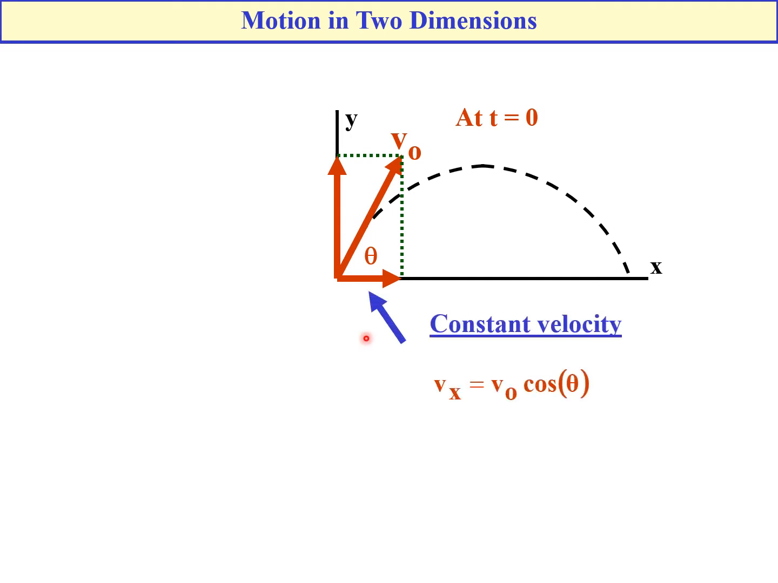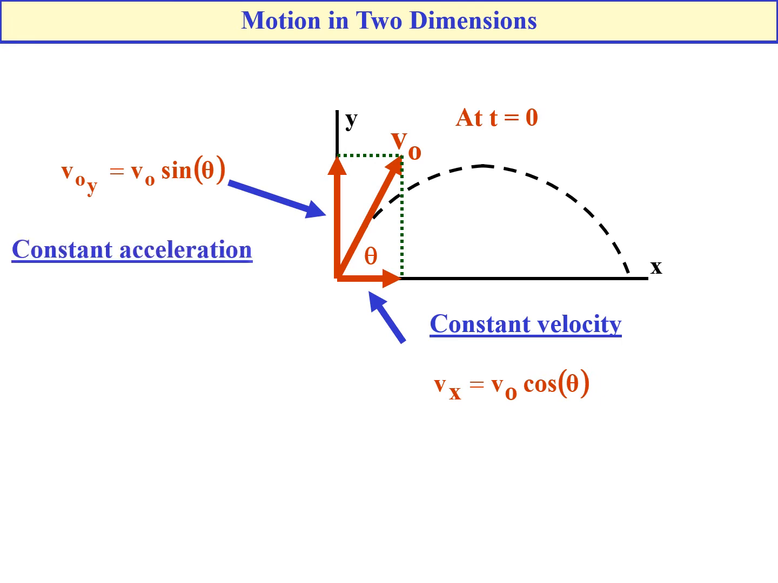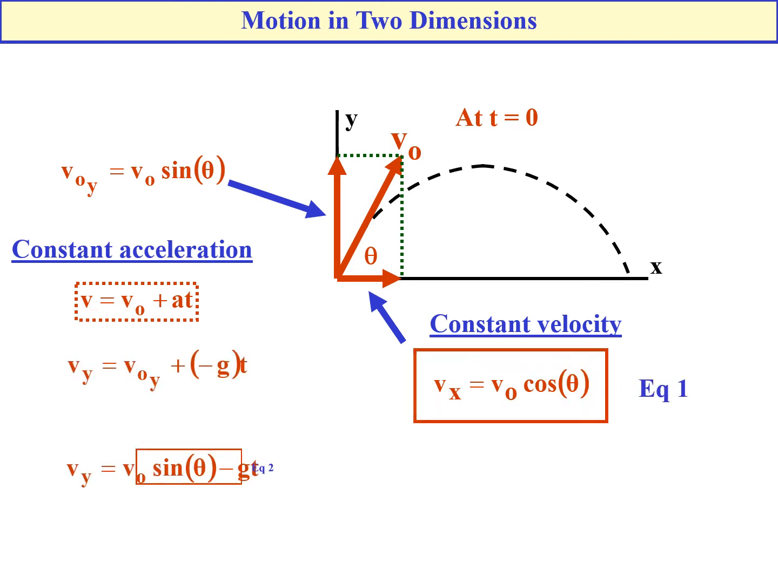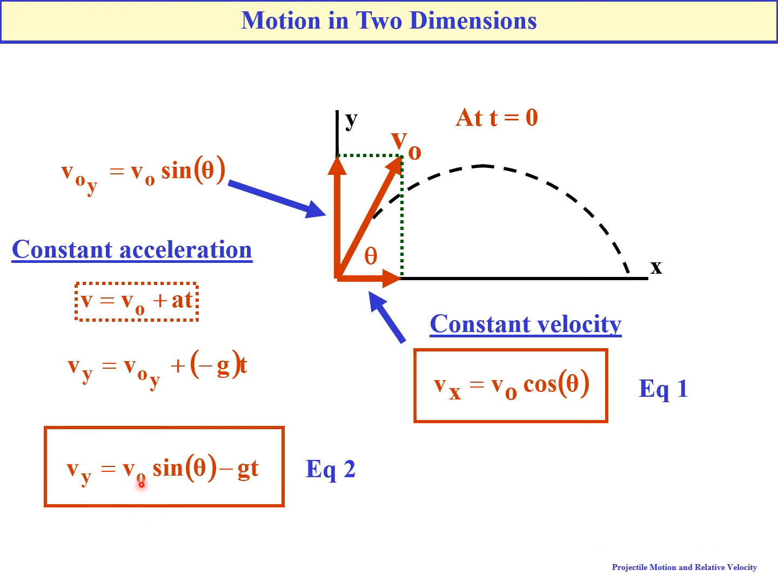So let's talk about the horizontal velocity, which is going to be equal to the initial velocity times the cosine of the angle, and then the vertical velocity is going to be the sine component. As we have constant acceleration in the vertical direction, the final velocity is going to be equal to the initial velocity plus acceleration times time. So the initial velocity in the y direction is the initial velocity times sine of theta.